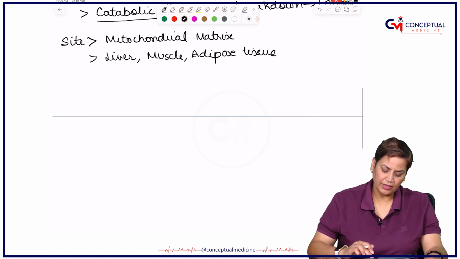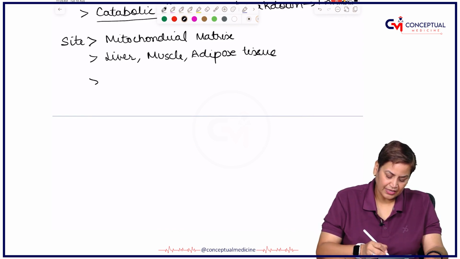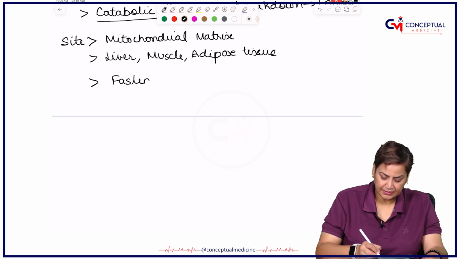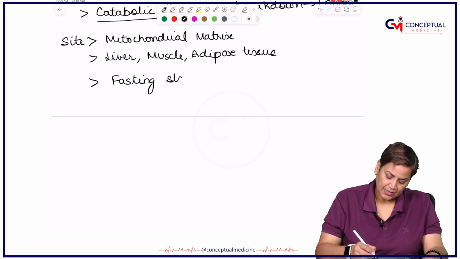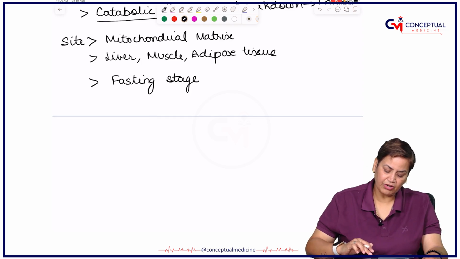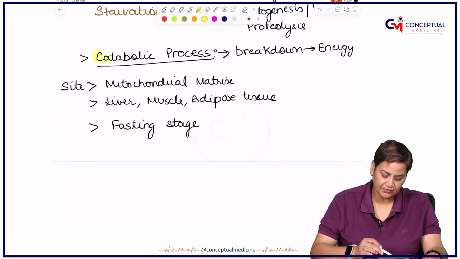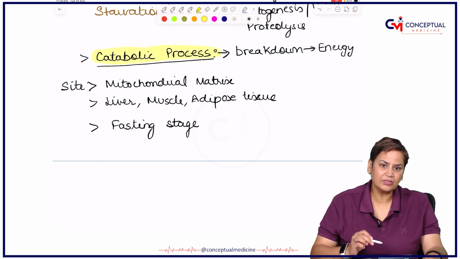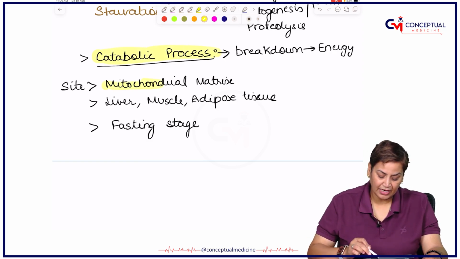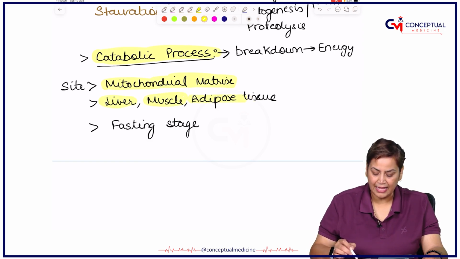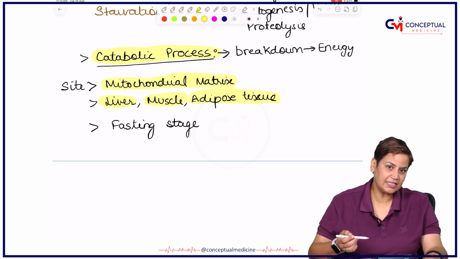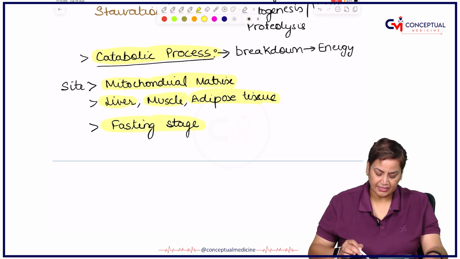Right. Now it is catabolic, so we can say when it will occur: during the fasting stage. These are the three very, very important points to remember about the oxidation of fatty acids. One is, it is a catabolic process. Since it is catabolic, it will occur in the mitochondrial matrix of the liver, the muscle and the adipose tissue. Since it is giving energy to the body, it occurs in the fasting stage.